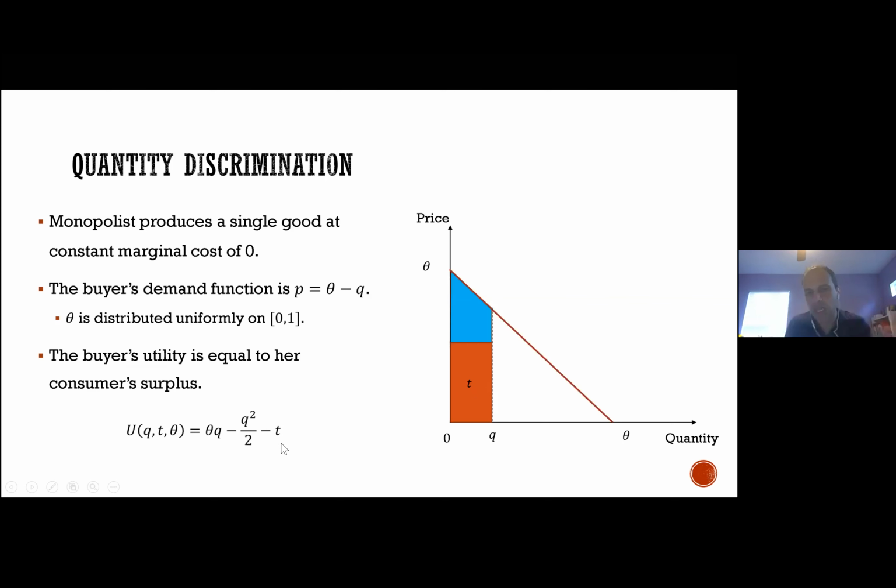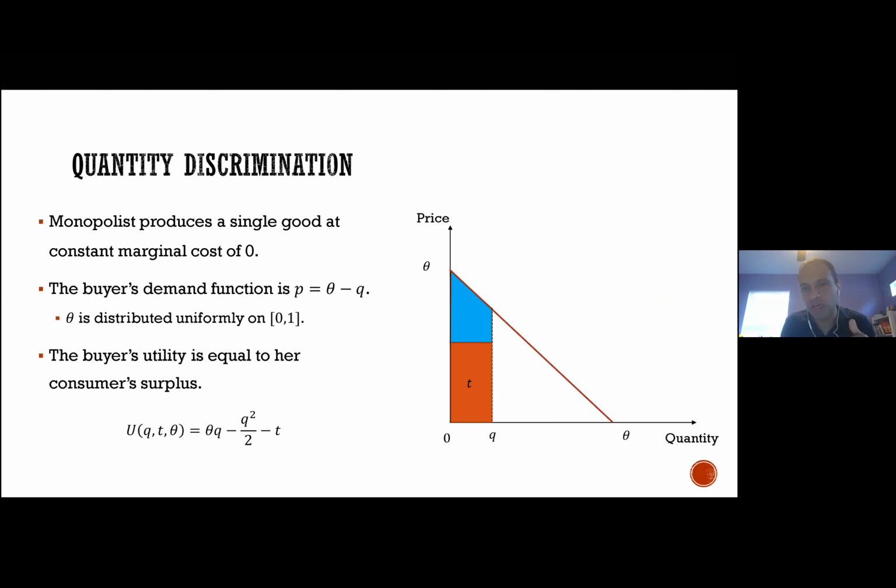So in a standard model where you had a menu of options where each option was a quantity and transfer payment, if the buyer were to select one of those options, then this would be the buyer's utility, right? Some aggregate surplus minus the transfer payment.